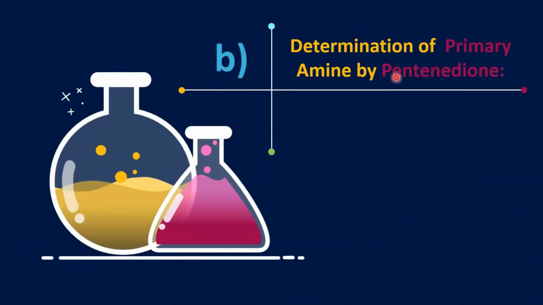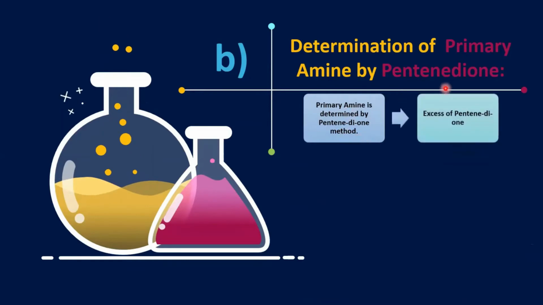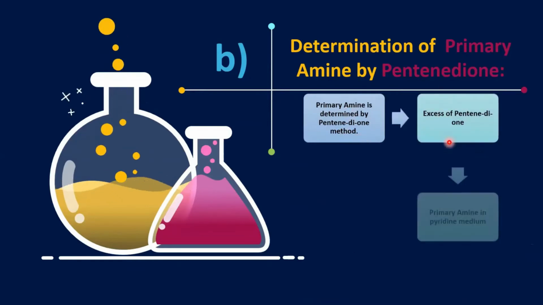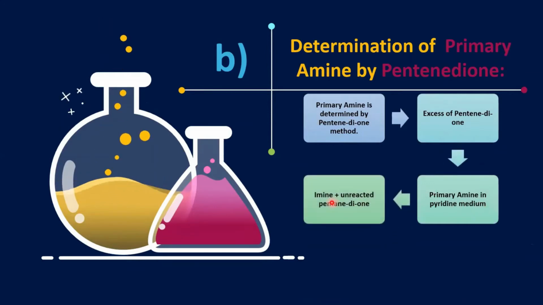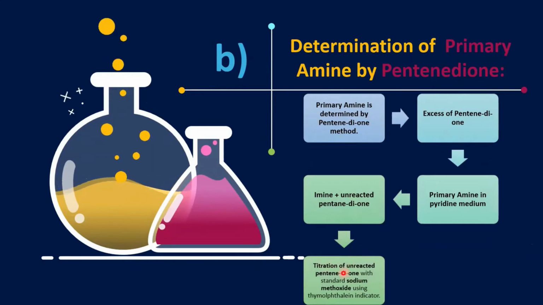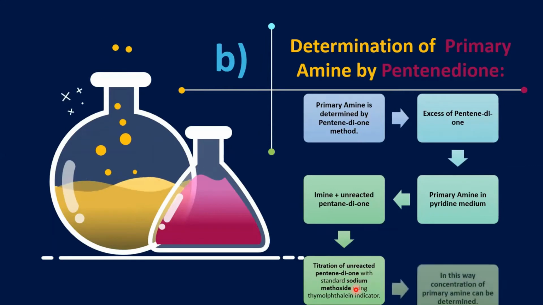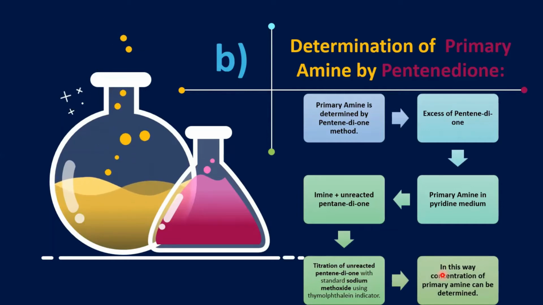The second method is the determination of primary amine. The primary amine is determined by the pentanedione method. In this method, an excess of pentanedione is taken and reacted with the primary amine in a pyridine medium. It gives us the product along with the unreacted pentanedione, as it was taken in excess. Then the unreacted pentanedione is titrated with a standard solution of sodium methoxide using an indicator. From this, we can determine the concentration of the primary amine by this method.